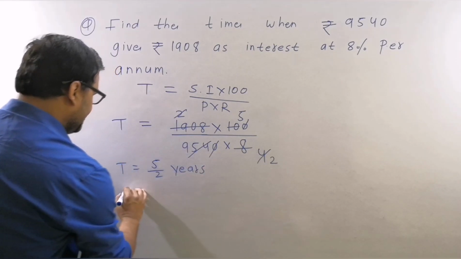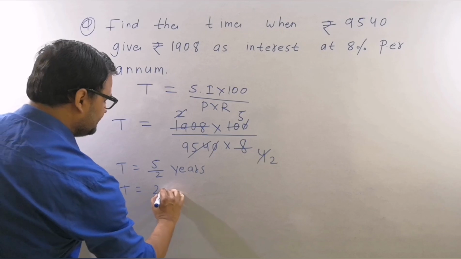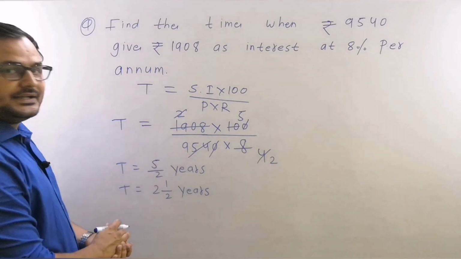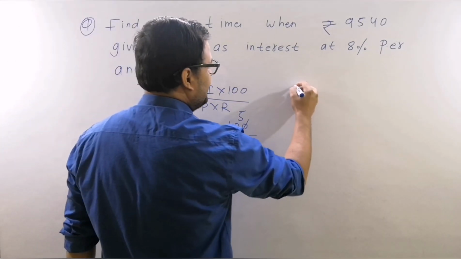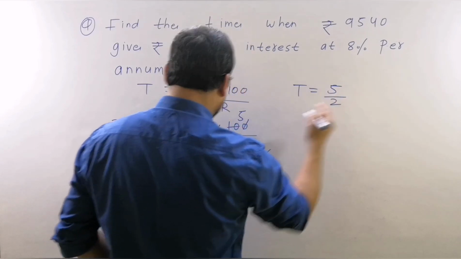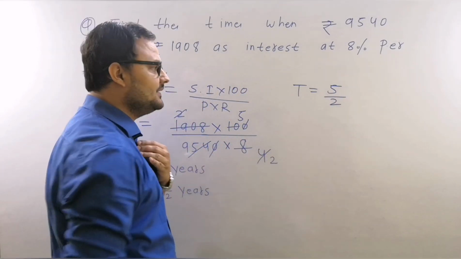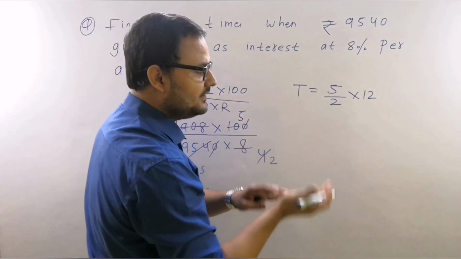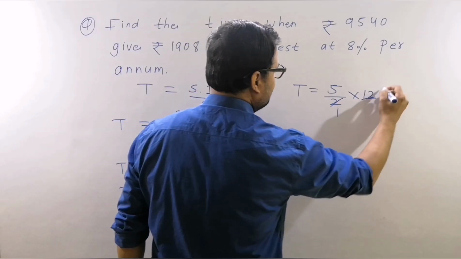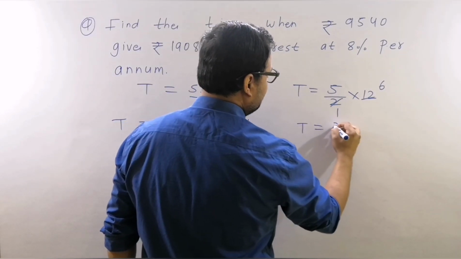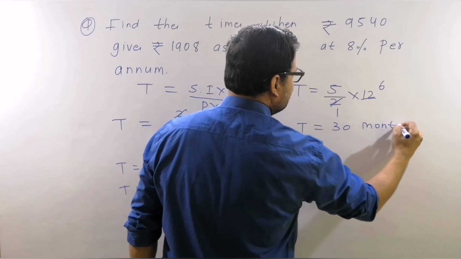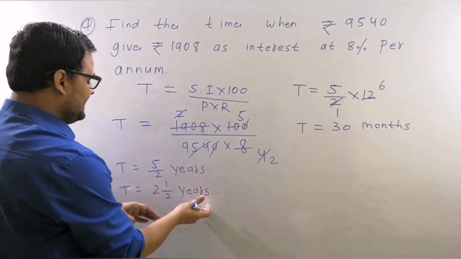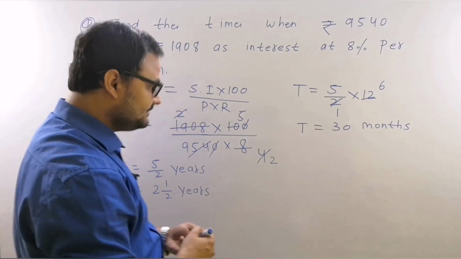Now 5 by 2 years, if you want to convert into a mixed fraction, we can write 2 1 by 2 years. Now if anyone wants to convert into months, that also we can do. So time equals 5 by 2 years, and when we want to convert into months, we multiply by 12, since year to month we multiply with 12. 2 1s are 2, 2 6s are 12, so time equals 30 months. So in case they ask you to find the number of months, it's 30 months. Otherwise this is the answer, 5 by 2 years or 2 1 by 2 years.